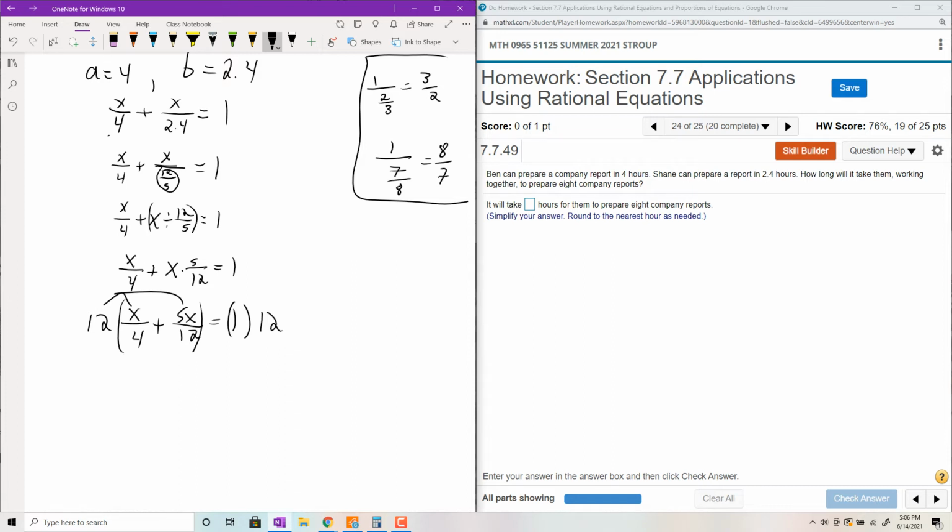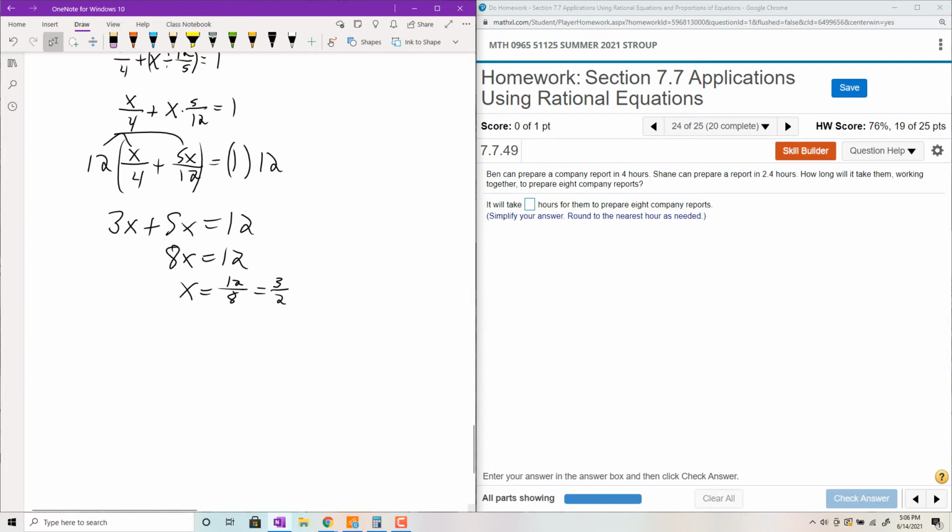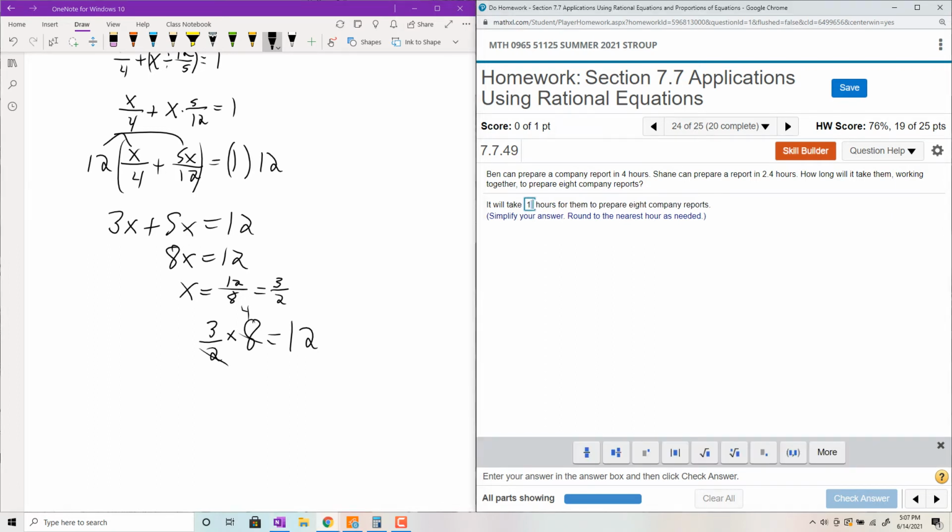12 times x over 4. 4 goes into 12 3 times, so you get 3x plus the 12s cancel, it's 5x. So 8x is 12, and then divide by 8. So you get 12 over 8, which is 3 over 2. But that's only for one report, and they want 8 reports. So you're going to have to go 3 over 2 times 8. 2 goes into 8 4 times. 4 times 3 is 12. Okay, so 12 hours.